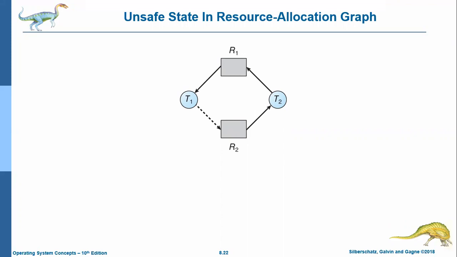And as you can see, a cycle is present in the system now. That is, converting this claim edge into an assignment edge creates a cycle in the system, a cycle that involves these two processes, T1 and T2, and it involves resources R1 and R2. So now it indicates an unsafe state.